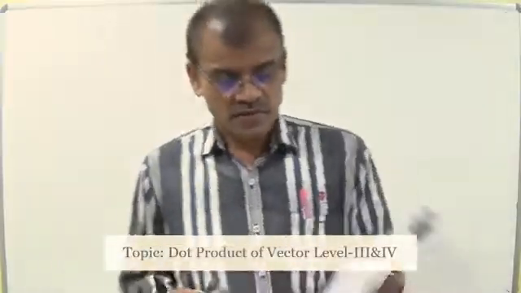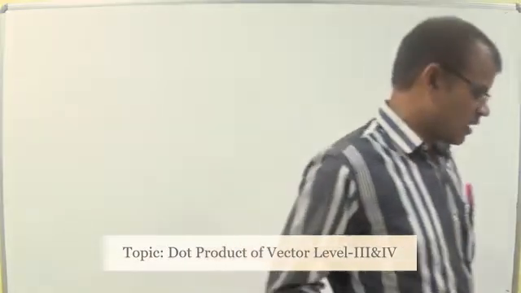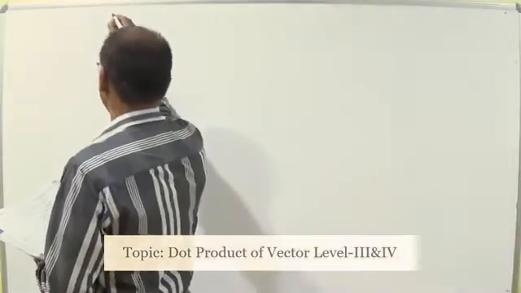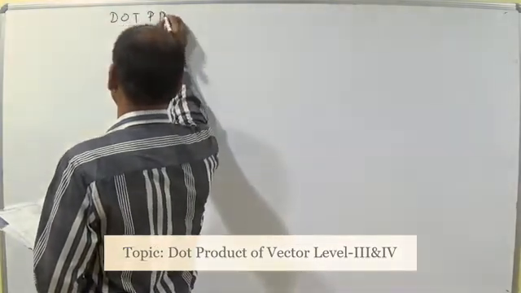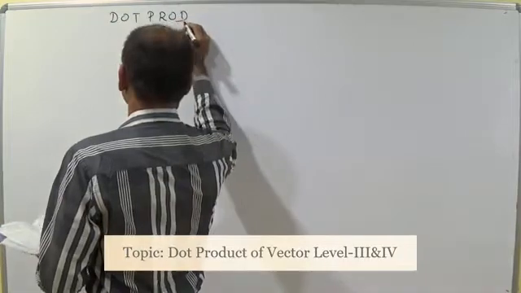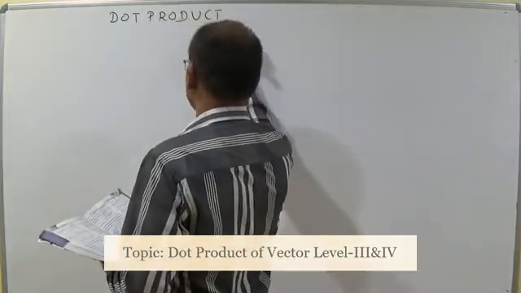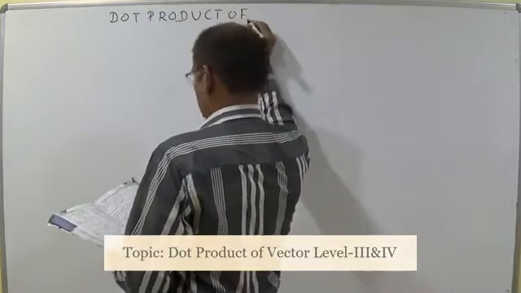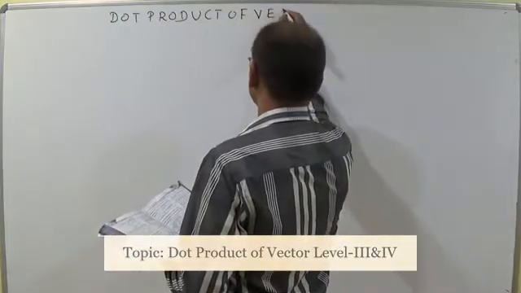Students, every day we have been discussing the topic dot product of vectors for 3 days. We are handling the topic dot product of vectors level 3. Only 2 sums are remaining. Until yesterday we completed 19 sums in level 3. Among 21 sums we finished 19 sums.